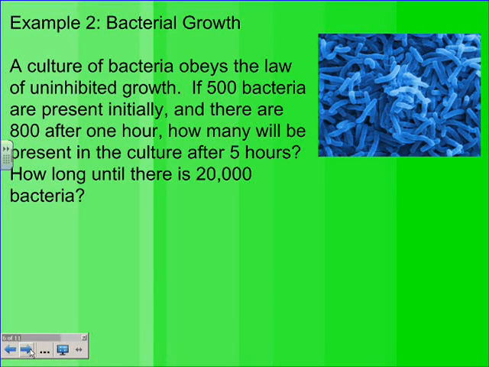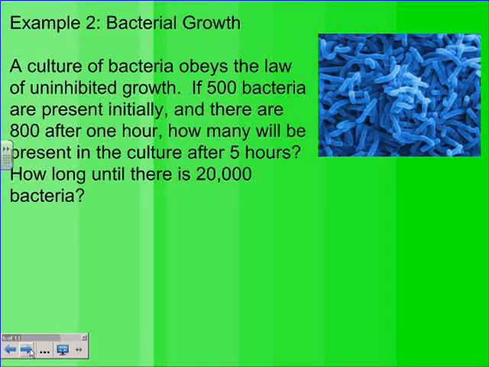We've got a culture of bacteria that obeys the law of uninhibited growth. Yet 500 bacteria are present initially, and there are 800 after 1 hour. First question, how many will be present in the culture after 5 hours? And the second question, how long until there are 20,000 bacteria? What we have to get first is that function, since we don't have one.